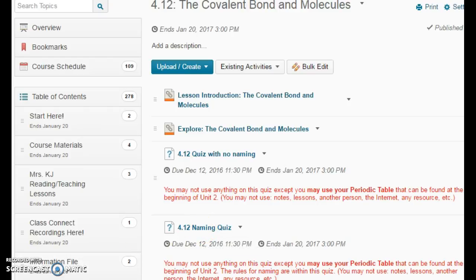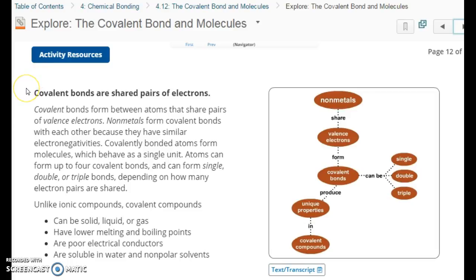And I have one more slide to go over. My timer's going to run out, so make sure you hit pause and read through all this. Nonmetals share valence electrons to form covalent bonds. You can have a single, double, or triple bond, but each atom can have up to 4 bonds, and they produce unique properties in covalent compounds.